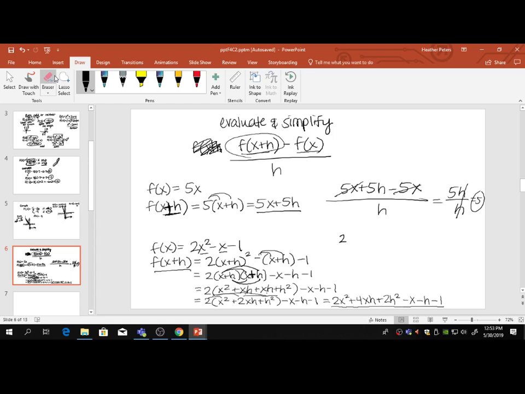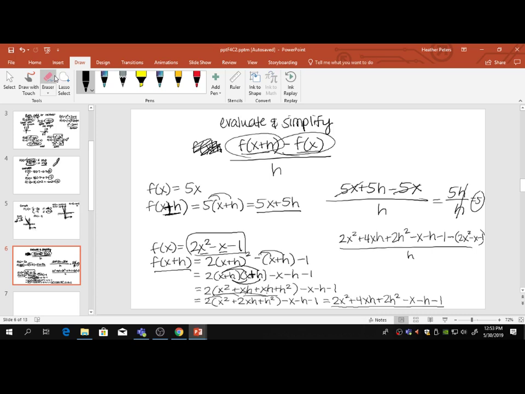So I have 2x squared plus 4xh plus 2h squared minus x minus h minus 1. And I need to subtract f of x. So minus this function, 2x squared minus x minus 1. And that's all going to be over h.